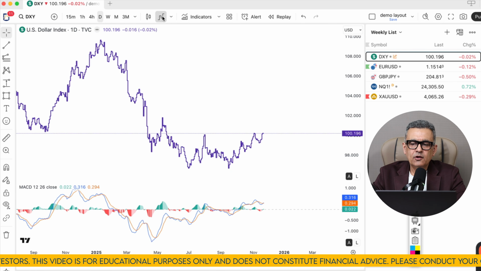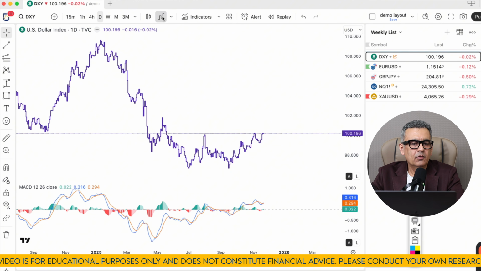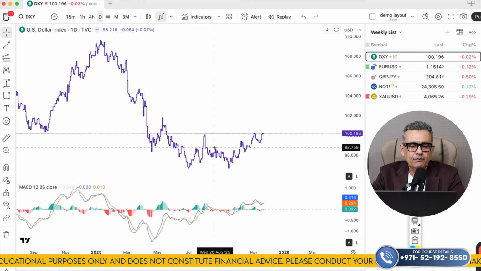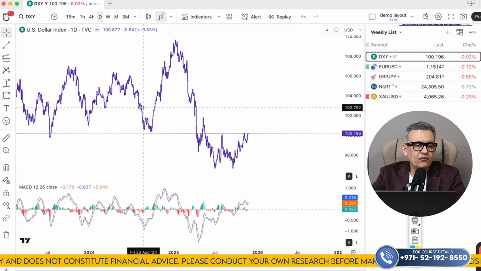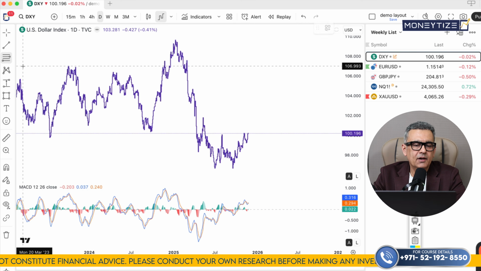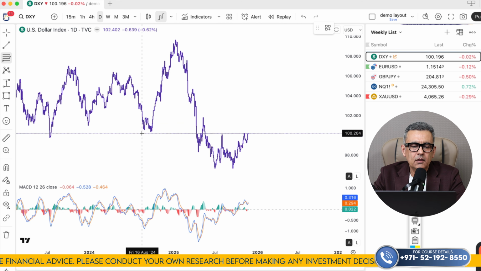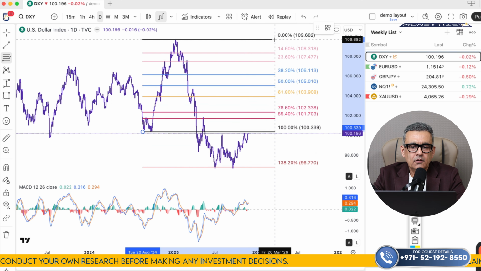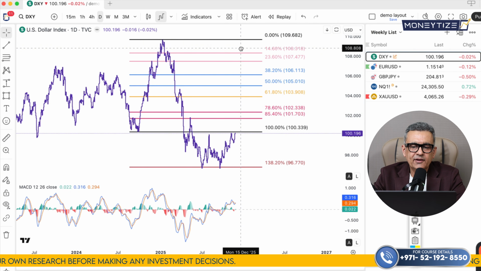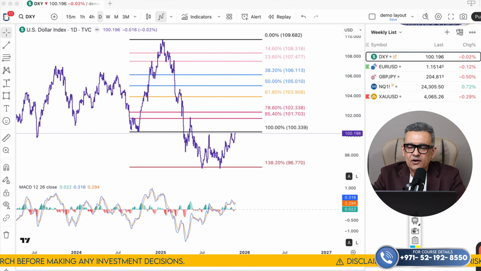So let's begin with dollar index. And right now I'm beginning from the daily time frame. I'm going to zoom out and use a very simple method here. I will apply a reverse fib on the last leg up. When we plot the reverse fib, it gives you the extension levels in the opposite direction.